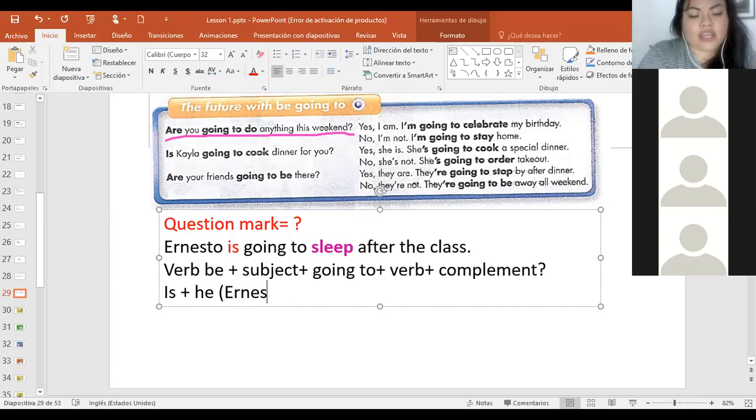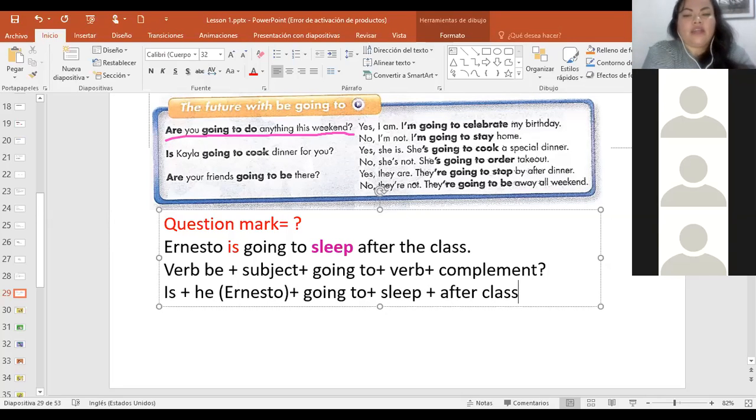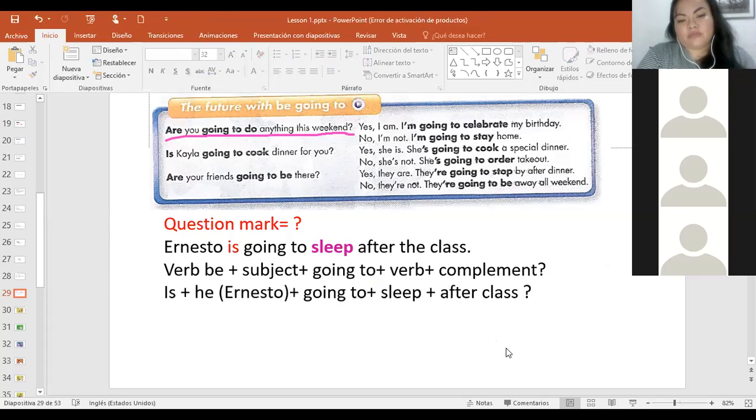Ok, cualquiera de los dos podemos usar. He or Ernesto plus going to. Going to what? Sleep. After the class. After class. Is that correct? No. I need a question mark. Very good. So question mark. The answer can be, right? Is he going to sleep after class? Is Ernesto going to sleep after class?